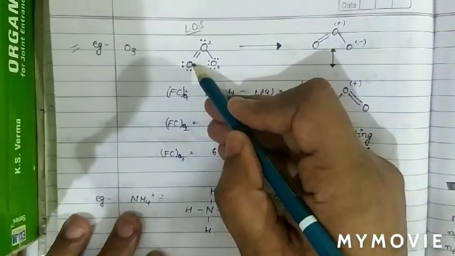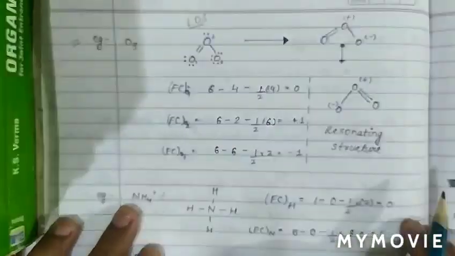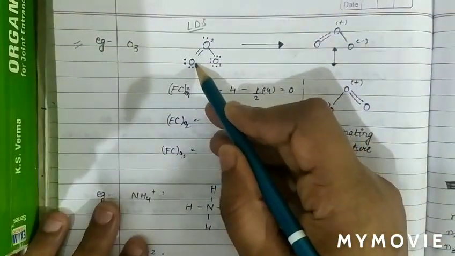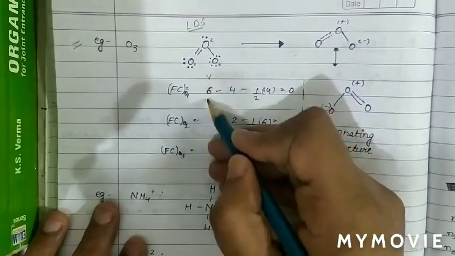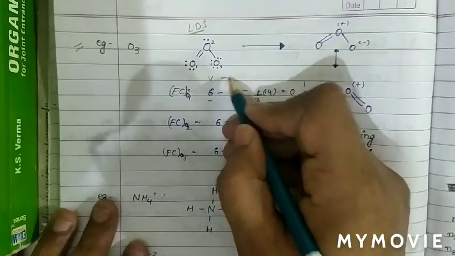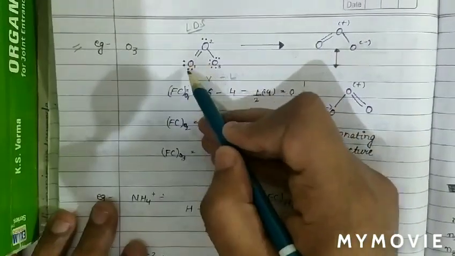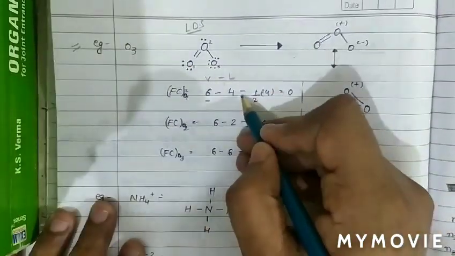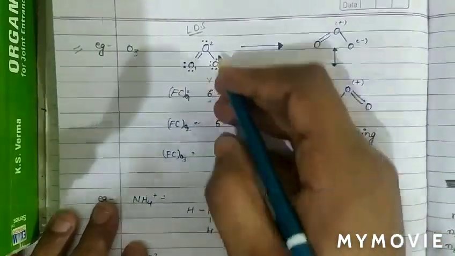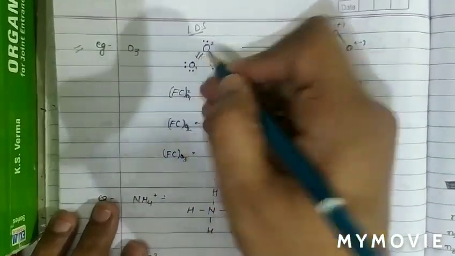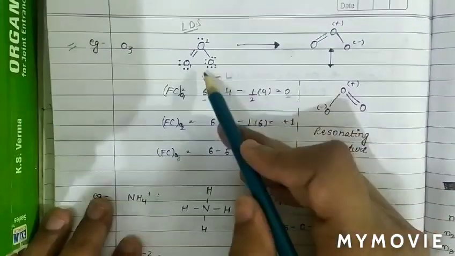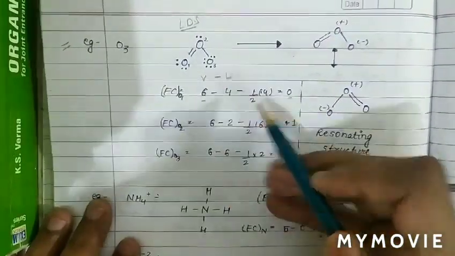Now we are calculating the formal charge on the first oxygen atom. For the first oxygen atom, we know the number of valence electrons is 6, group 16 element, and minus the lone pair electrons: 1, 2, 3, 4, 1, 2, 3, 4, and minus half of the shared electrons. For the first oxygen atom, shared electrons are 1, 2, 3, 4, so minus half of 4, which is equal to 0. So the formal charge on the first oxygen atom is 0.